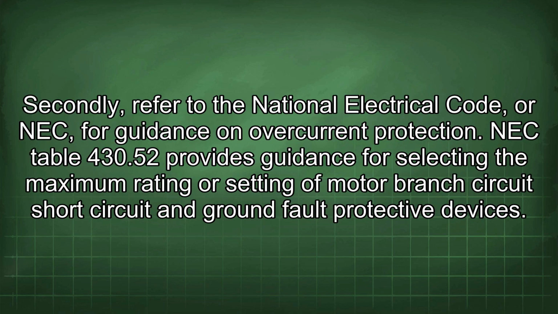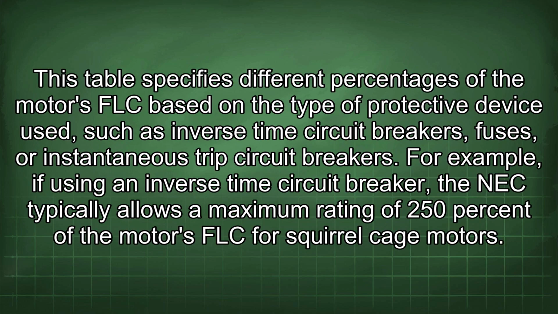Secondly, refer to the National Electrical Code, or NEC, for guidance on overcurrent protection. NEC Table 430.52 provides guidance for selecting the maximum rating or setting of motor branch circuit, short circuit, and ground fault protective devices. This table specifies different percentages of the motor's FLC based on the type of protective device used, such as inverse time circuit breakers, fuses, or instantaneous trip circuit breakers.